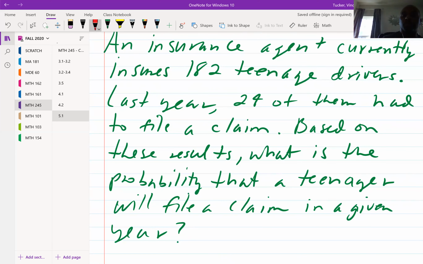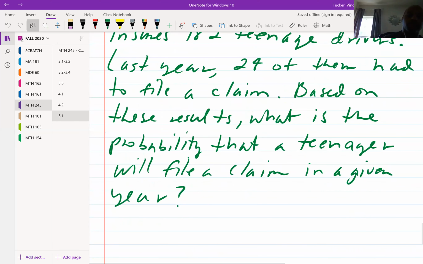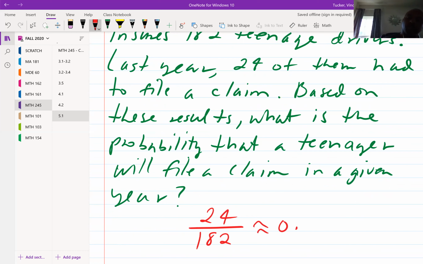So all you would do is take that 24, which is the number of teenagers filing the claim. That's your event. Place it over the total number of teenagers that you have, which is 182. And that's going to be 0.132, probability of 0.132.